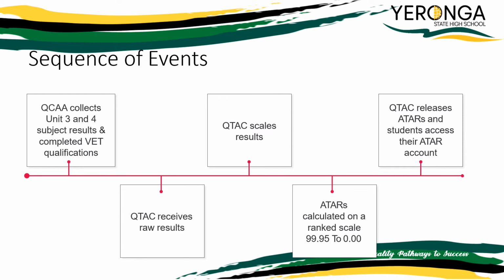So the sequence of events. It starts with QCAA collecting Units 3 and 4 subject results and the completed VET qualifications. QTAC receives the raw results. QTAC scales the results. ATARs are calculated on a ranked scale from 99.95 to 2000. Then QTAC releases the ATAR and students access the ATAR through their account.